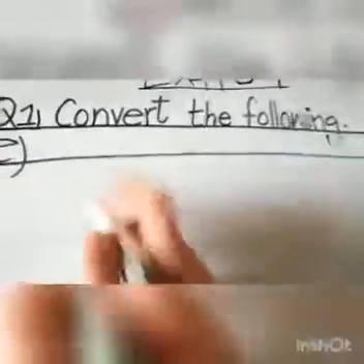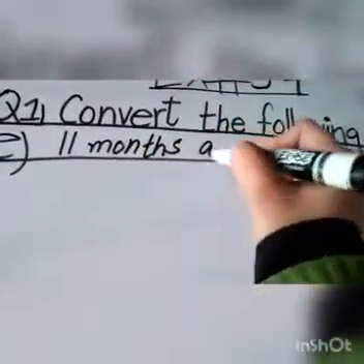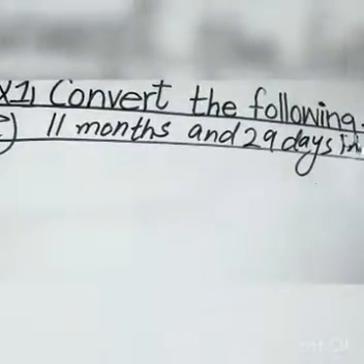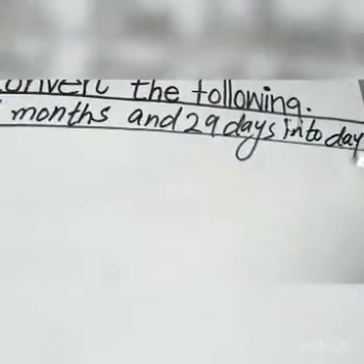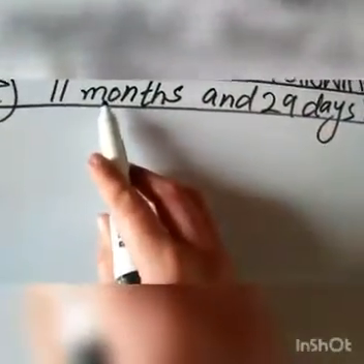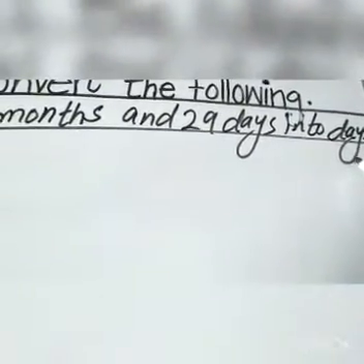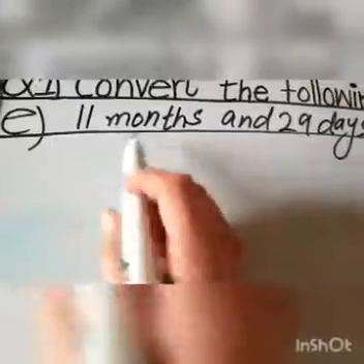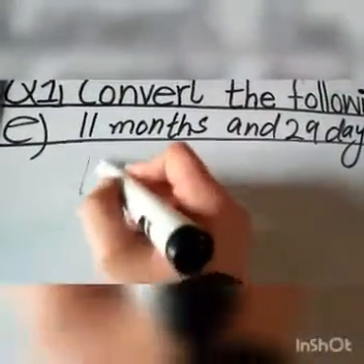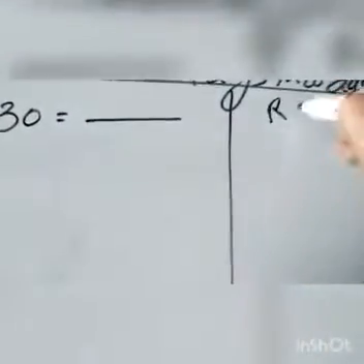Next part is part E. 11 months and 29 days into days. Class, first of all, we have to convert months into days, and they mentioned that the answer should be in days. Okay, then we can add. When we convert months into days, we have to multiply by 30. 11 multiplied 30 is equal to dash. You can see the multiplication in our rough work.